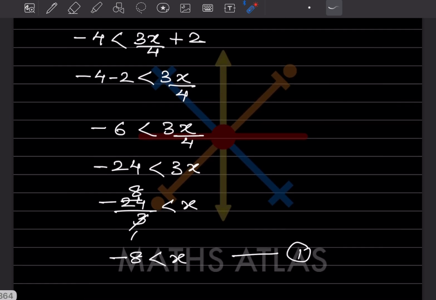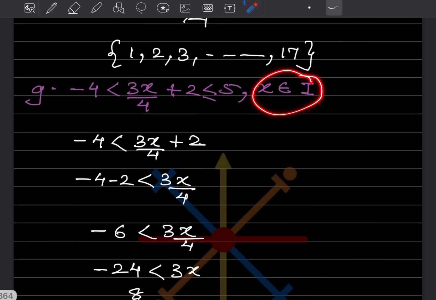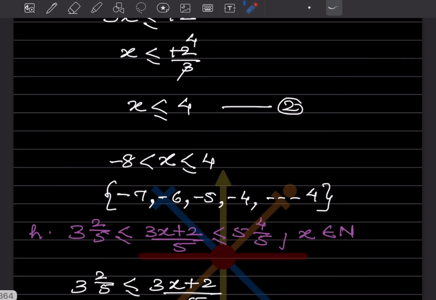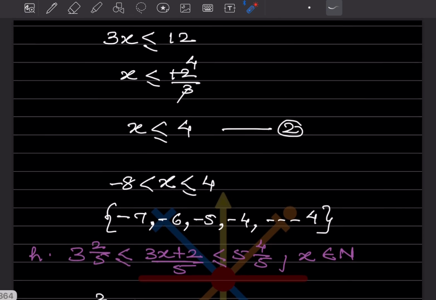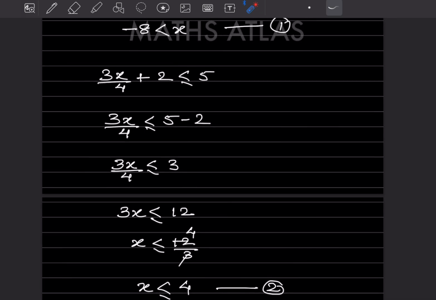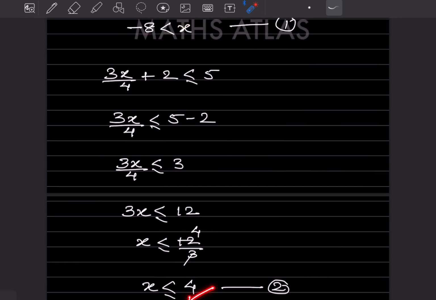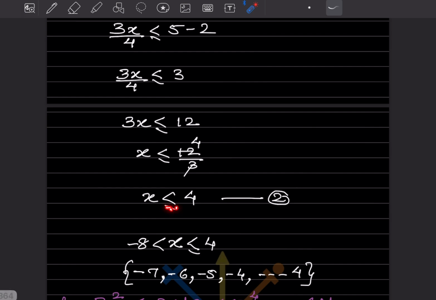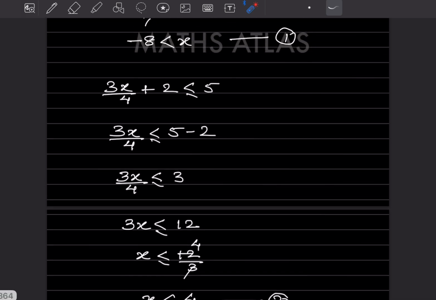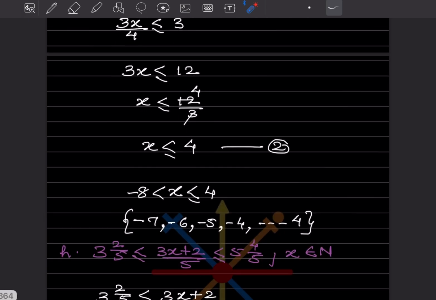So now when we compare these 2, here it is all the integers. Integers means you have to include the negative numbers as well. So now what will you do? When we compare this 1 and 2, what we can see here, x is less than or equal to 4. So x is less than or equal to 4, we'll write over here. But then here it says that minus 8 is less than x, means x is greater than minus 8.